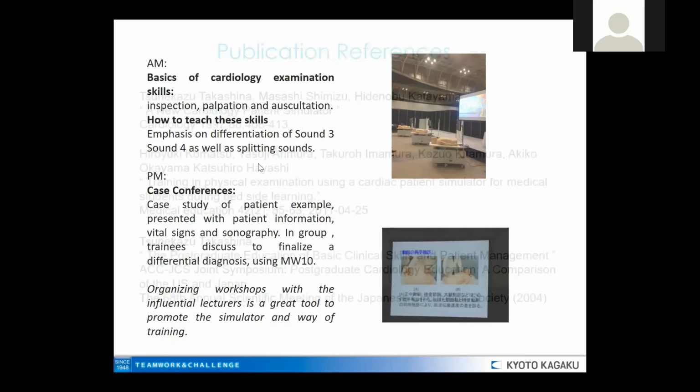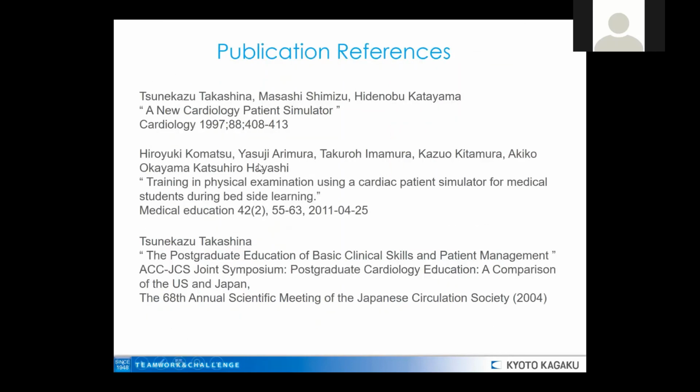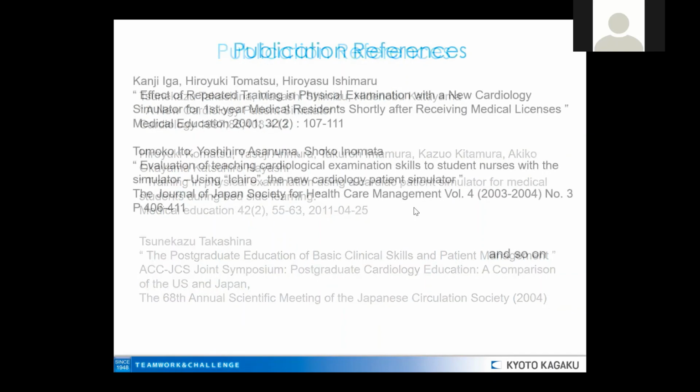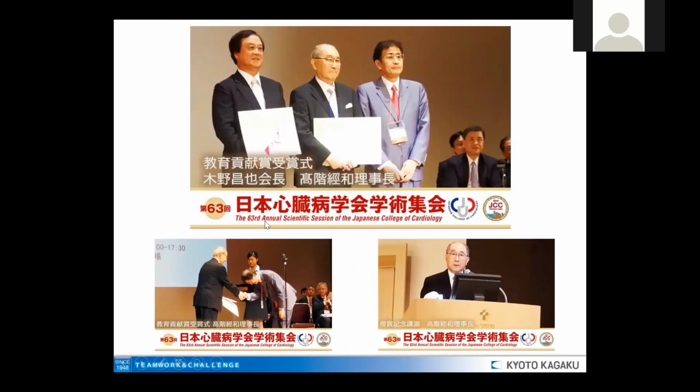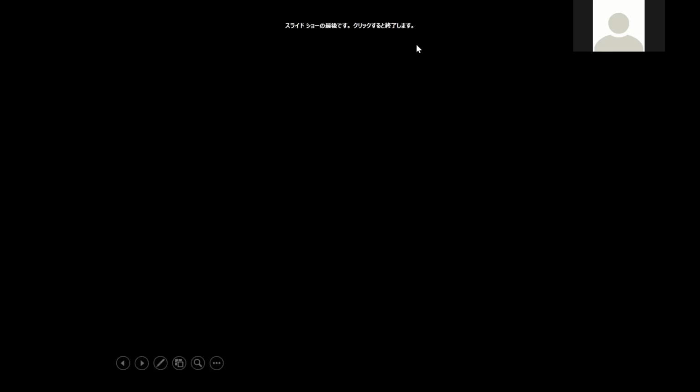And we have many references in many papers because this model is really famous, as we already mentioned, and it's used also in the research field for new academic methods and new learning techniques. So it is very useful for research. This is why it's very recognized, as you can see here in the picture of this annual scientific session of the Japanese College of Cardiology. And this is why this model is very useful.